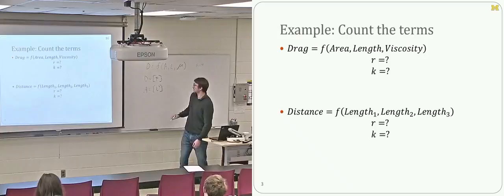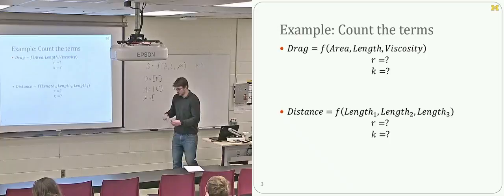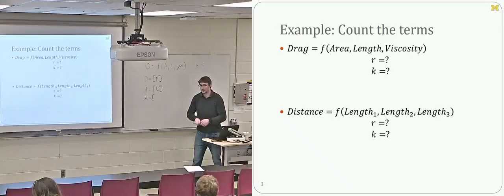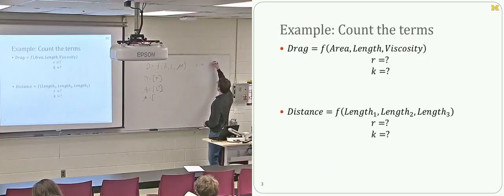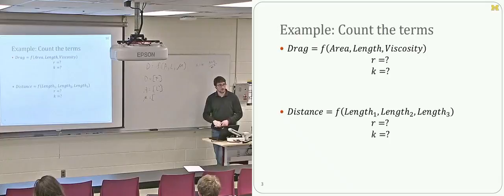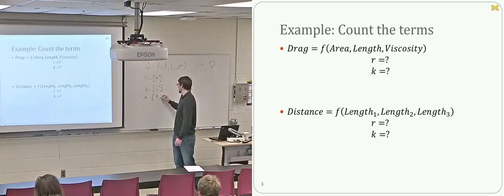Viscosity. Remember this one? Remember the units we use to describe dynamic viscosity? It's usually something like newton second per meter squared. Meaning this is going to be force times time times length to the negative 2.